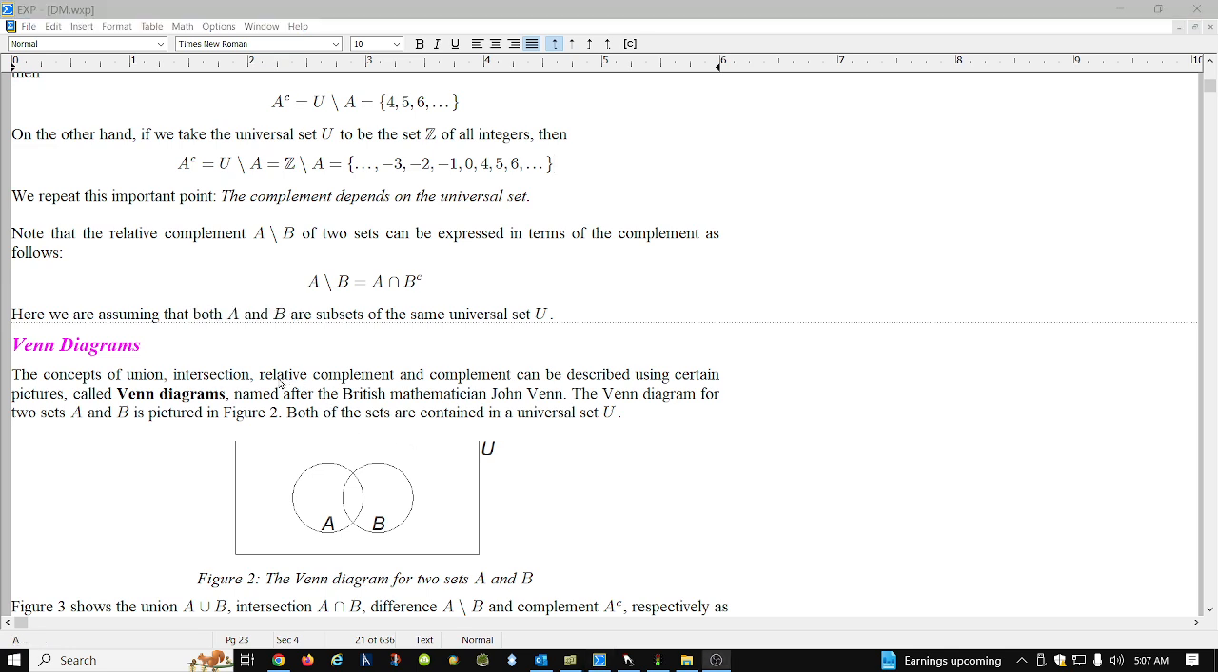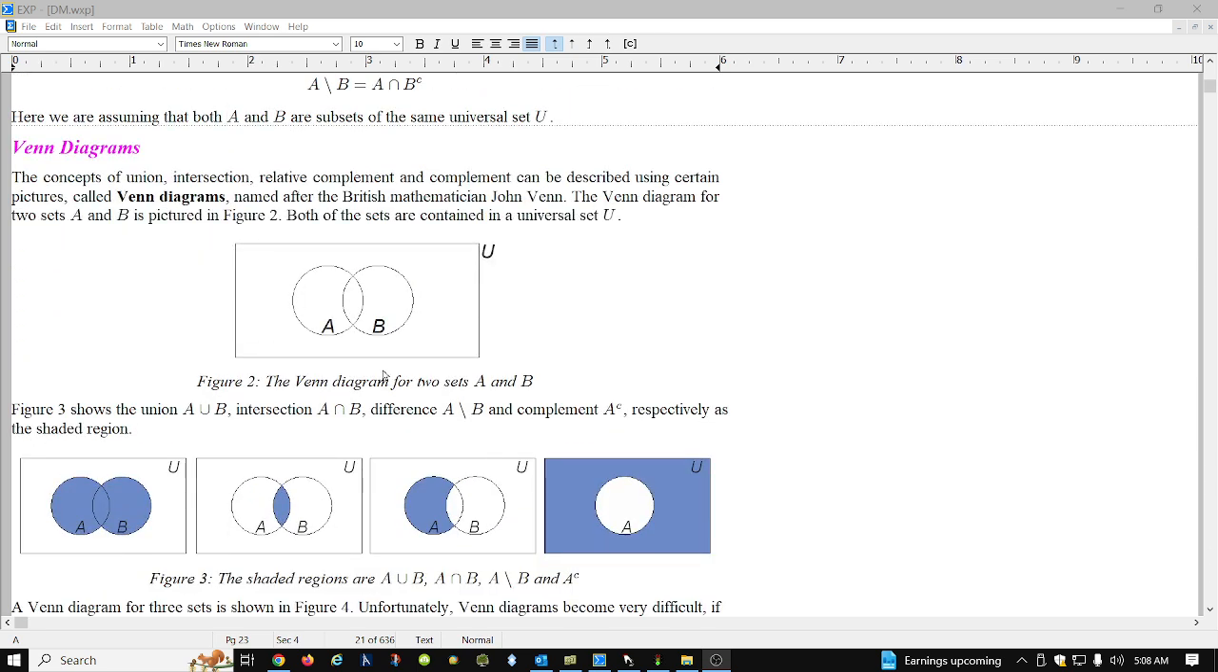The concepts of union, intersection, and relative complement can be described using pictures. They're called Venn diagrams, named after a British mathematician named John Venn. This is the Venn diagram for two sets. You always need to mention and include the universe. So A and B are subsets of the same universe.